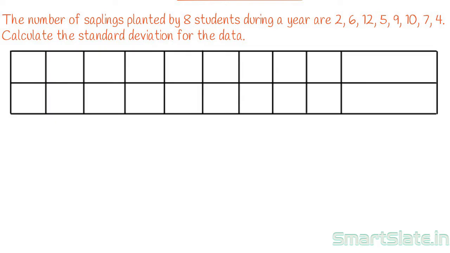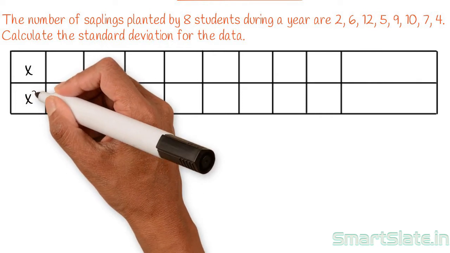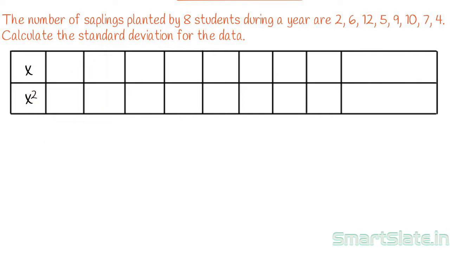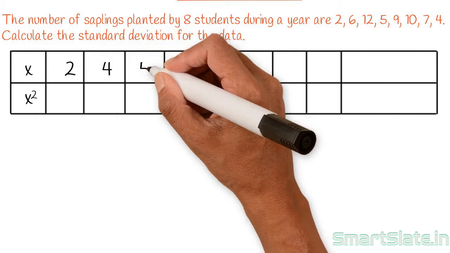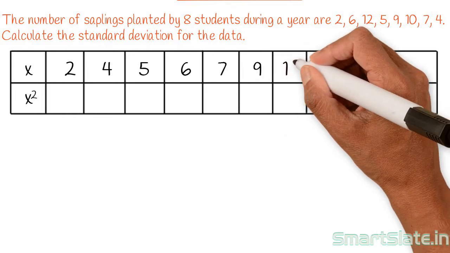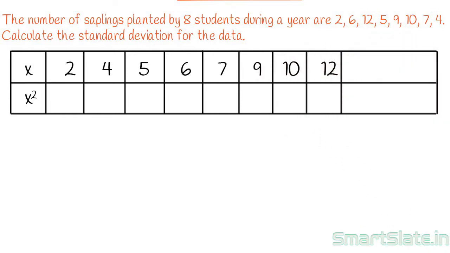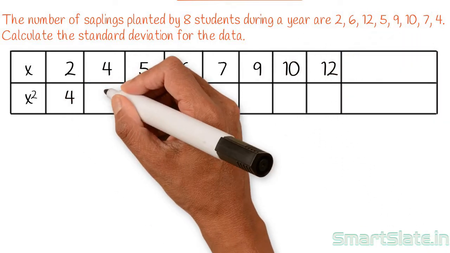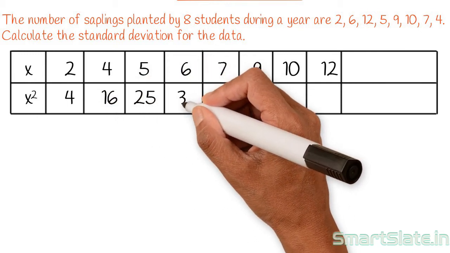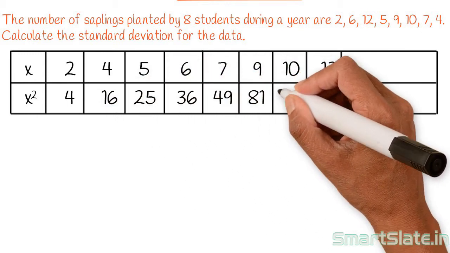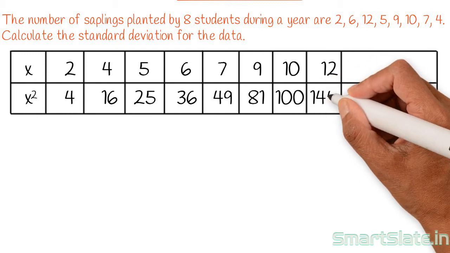This is the table. Let's call scores as x. Hence, square of scores is x square. Arrange scores in ascending order. The scores are 2, 4, 5, 6, 7, 9, 10 and 12. Respective squares are 4, 16, 25, 36, 49, 81, 100 and 144.